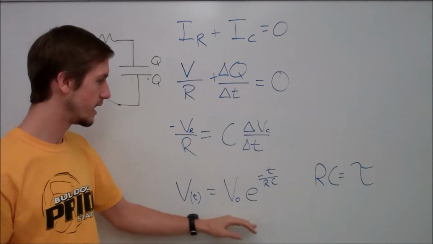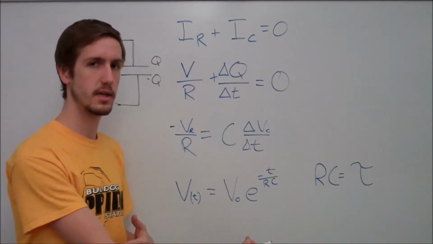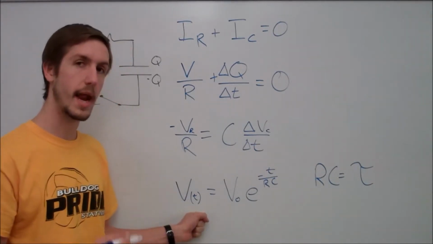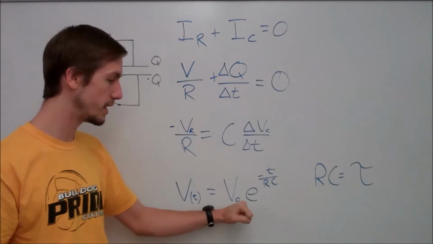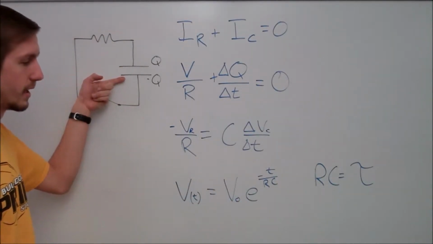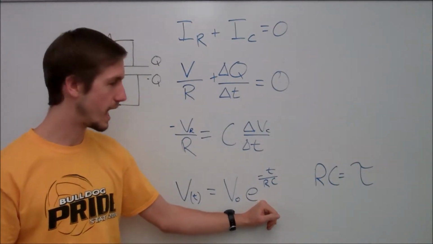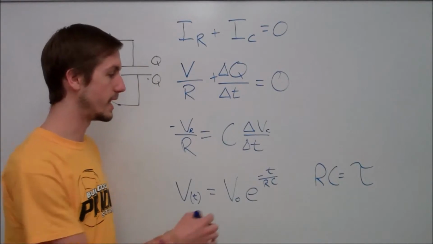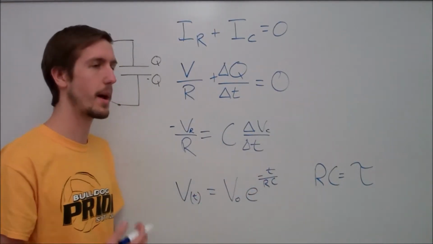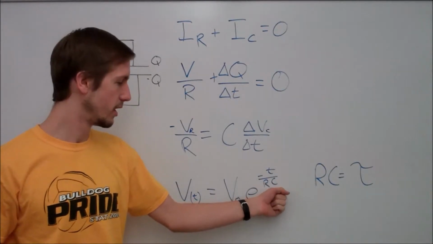And what I did was I said my voltage as a function of time. So as time progresses, my voltage changes. And how it changes is based off of my original voltage, or the change in potential between my top plate and my bottom plate, and it's multiplied by the exponential function of my negative t, right, the negative amount of time that passes over RC.